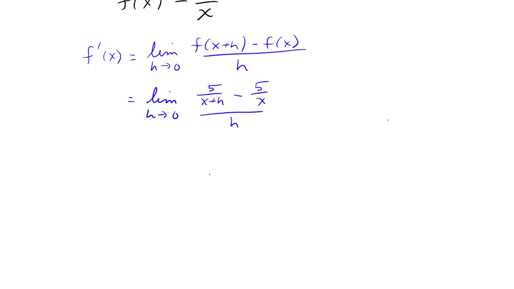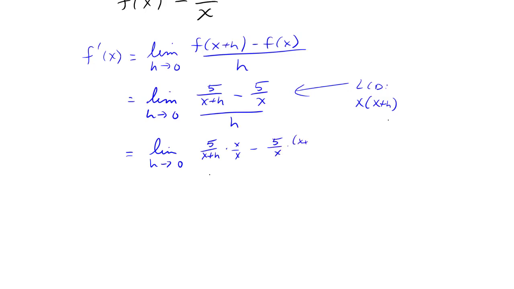And the way I'm going to do that here is I'm going to get some common denominators in the numerator there. I'm obviously from this numerator here going to need a least common denominator of x times x plus h. So the 5 over x plus h is going to need an x over x, minus the 5 over x is going to need an x plus h over x plus h, all over h.